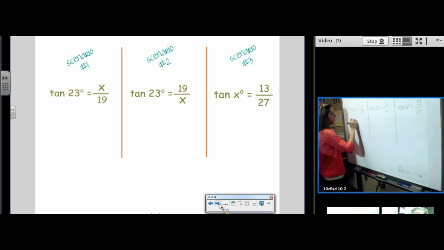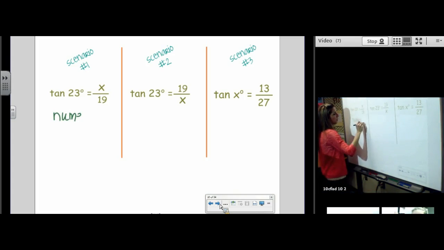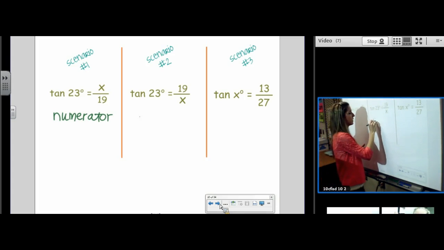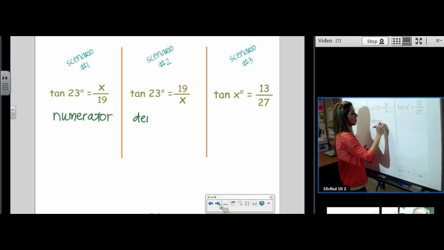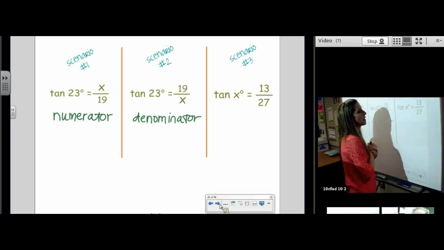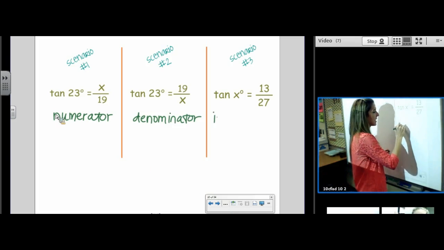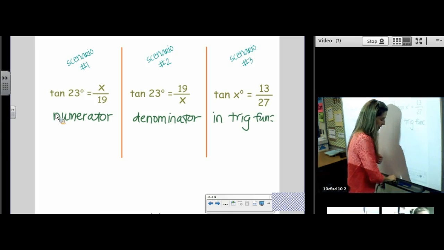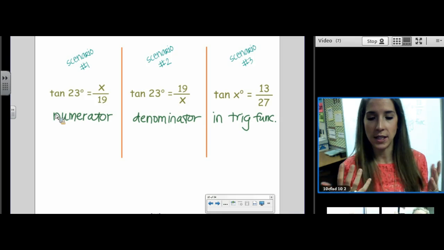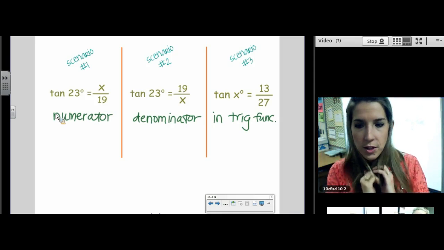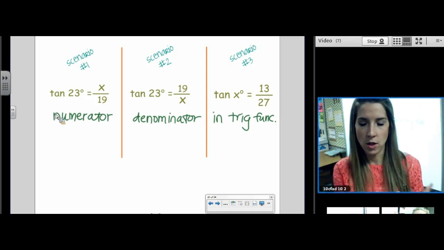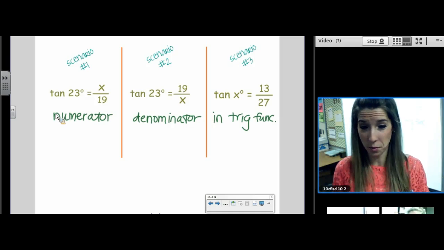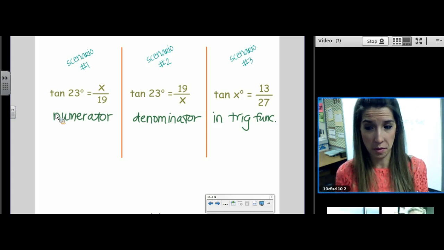The variable is in the numerator. Scenario 2, where is the variable? Oh, it's in the denominator. And scenario 3, where is the variable? It is in the trig function. Okay? So these are the only 3 situations that you can come up with. So it can be in the numerator, in the denominator, in the trig function. Let's find out how we would solve each one, even though we still don't really understand what the calculator is doing when we press this button.